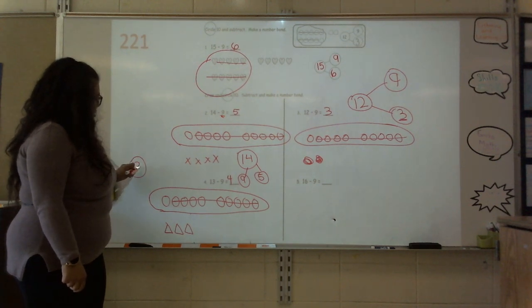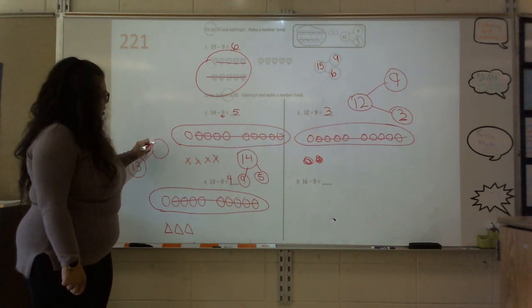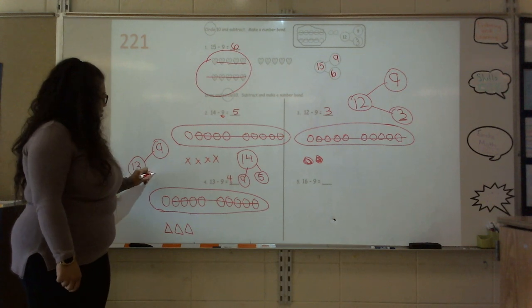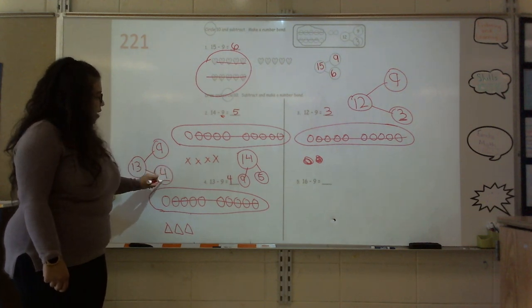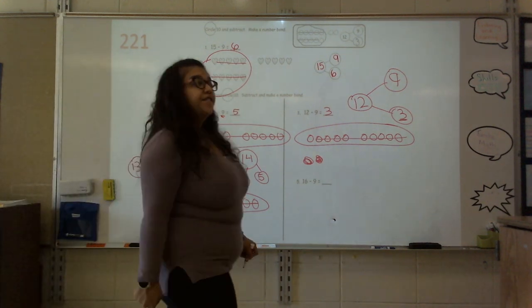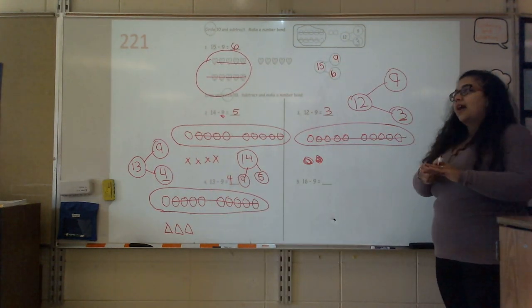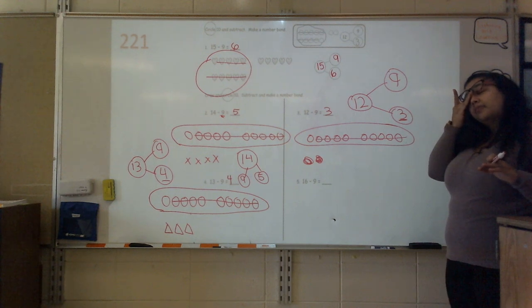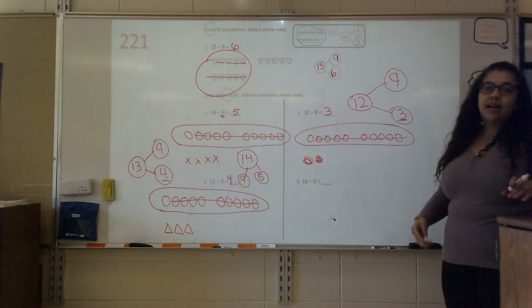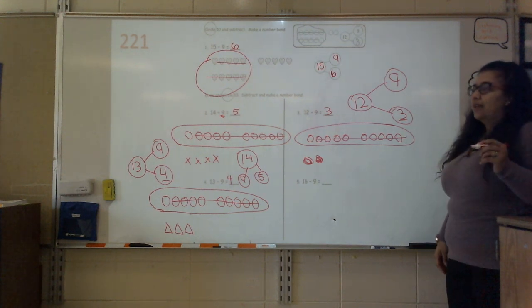So we said 13 was the whole, 9 was the known part, and the part we figured out was 4. We figured out the 4. Good job. All right. One more together, and then I'm going to send you on your way. 16 minus 9.